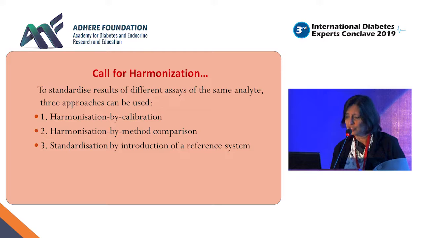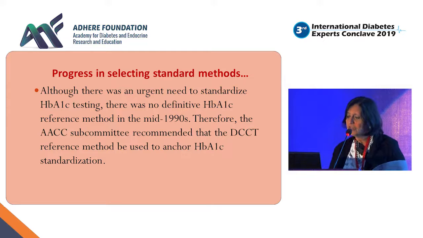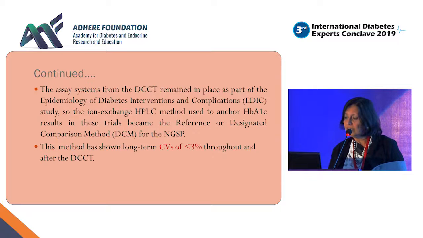Harmonization was based on calibration, on method comparison, and standardization by introduction of a reference system. So although there was an urgent need, there was no definitive reference method, and therefore the AACC, that is American Association of Clinical Chemistry, recommended a subcommittee for standardizing the HbA1c estimation. And when they did that, they had an epidemiology of diabetes intervention and complication, an EDIC study, and this showed long-term CVs of less than 3%. Means when you talk about CV, that means there is very little imprecision in the methods that are established.